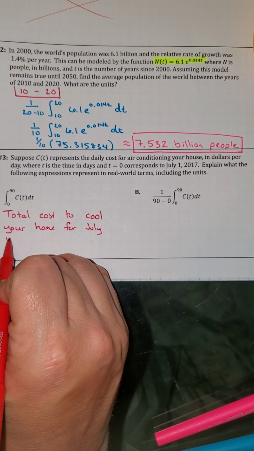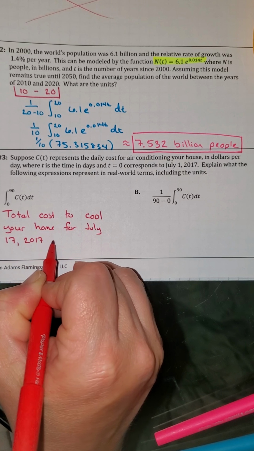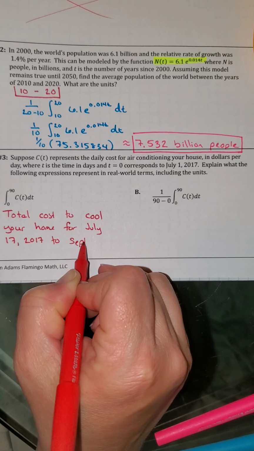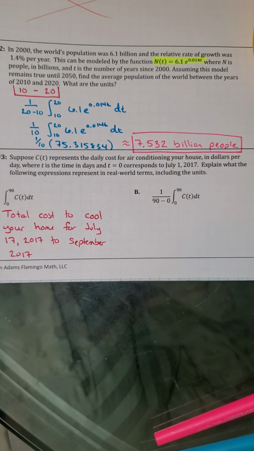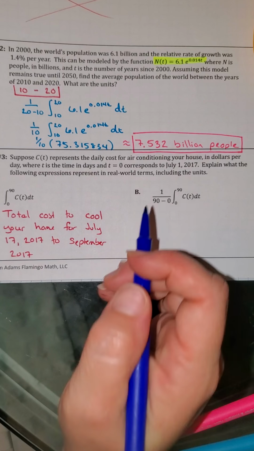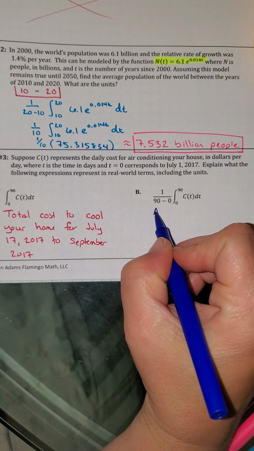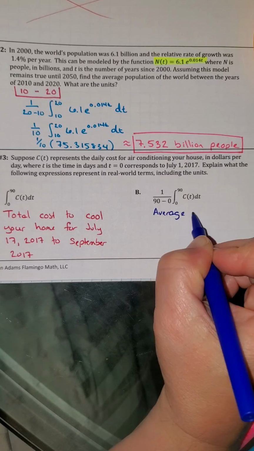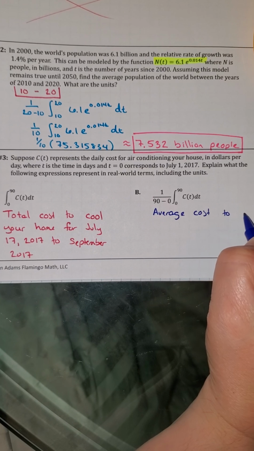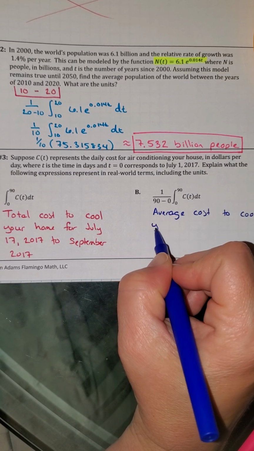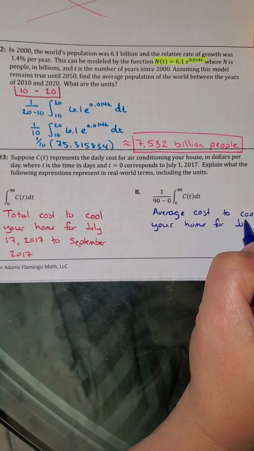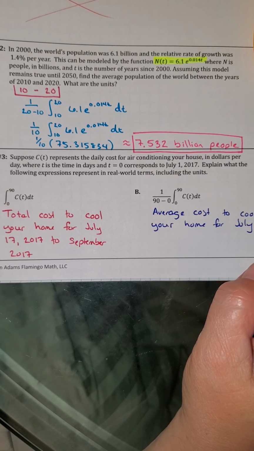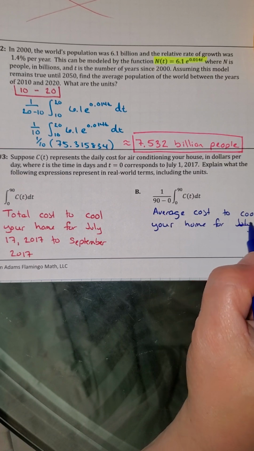So for July 2017 to September of 2017. And then this is the total cost. This is the average value. So the average cost to cool your home, let's just say for 90 days.